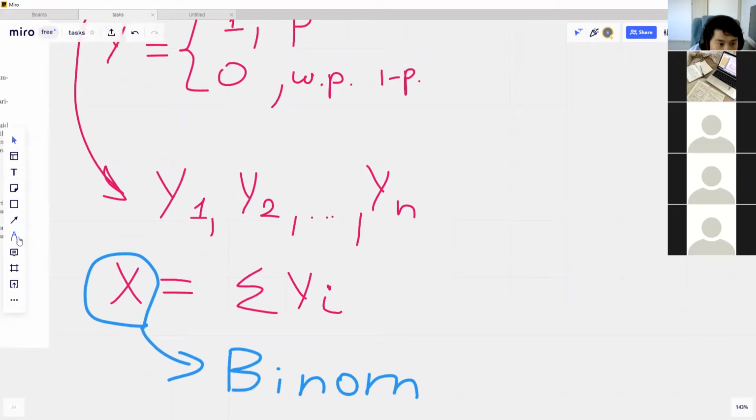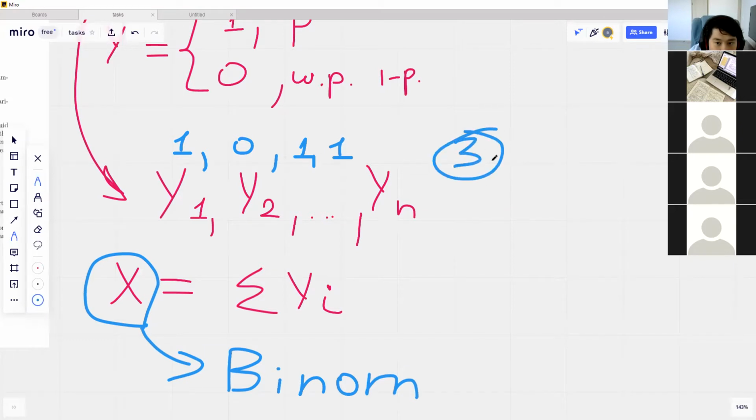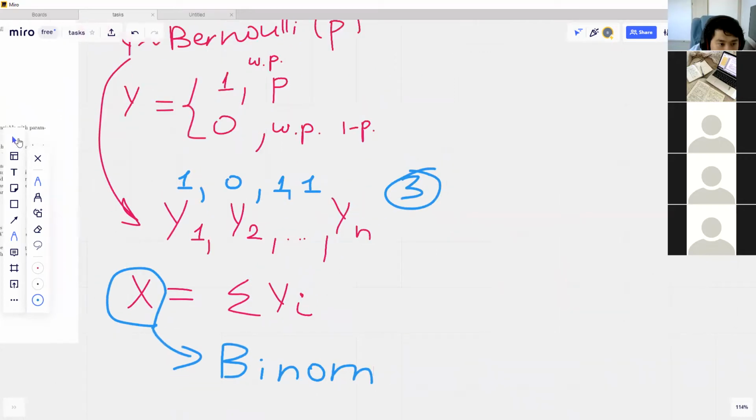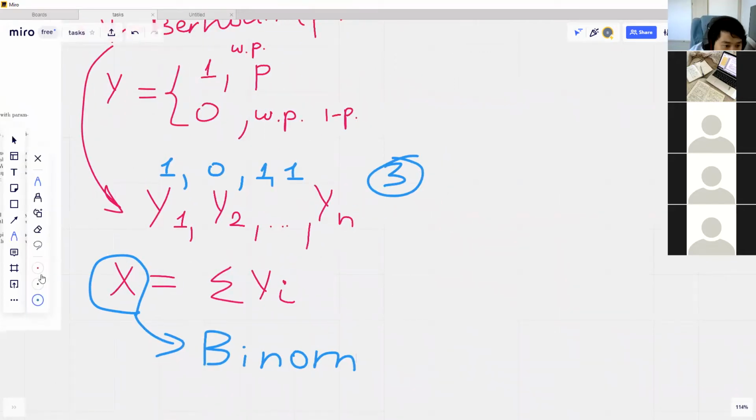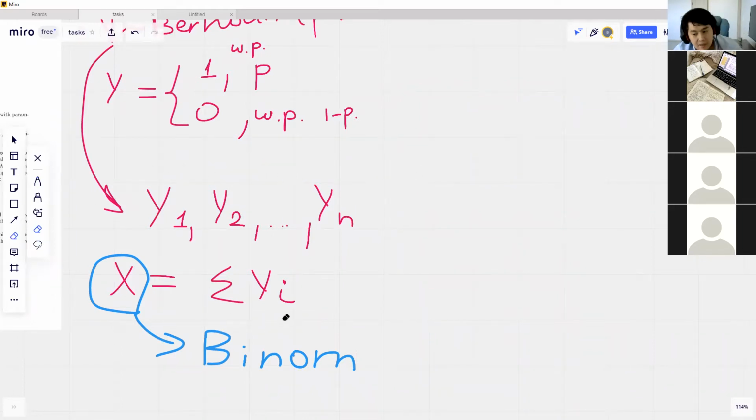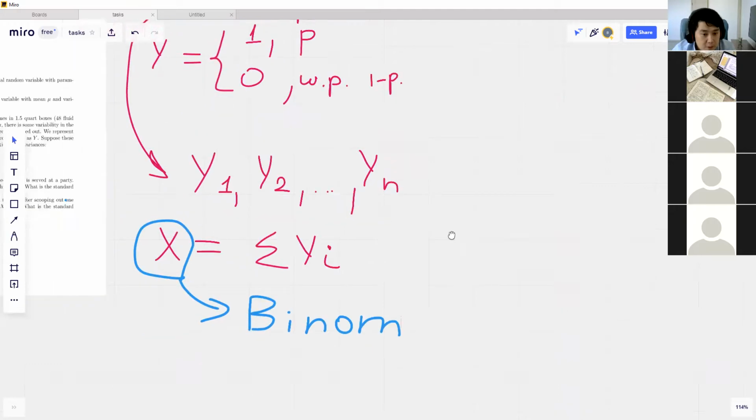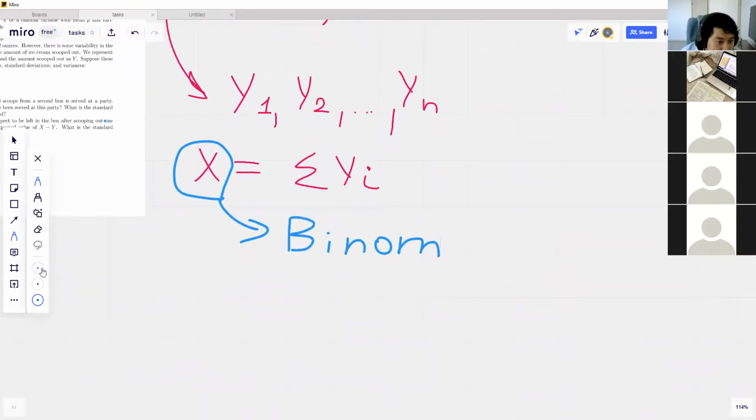So consider this as a list of zeros and ones. Let's say n is equal to 4. Then if you sum the ones here, you will get 3. So you got 3 heads on your 4 tosses. X, which is represented as the sum of Yi's, is exactly a binomial random variable. Now we need to find the expected value of X.